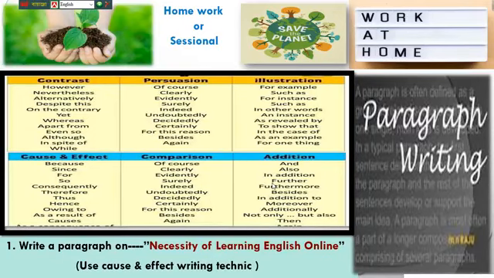All right, here you see the homework or sessional work. In today's lesson, you have a topic for homework, writing a paragraph, that is necessity of learning English online. Okay, so the tool you have to use is cause and effect as a writing technique.